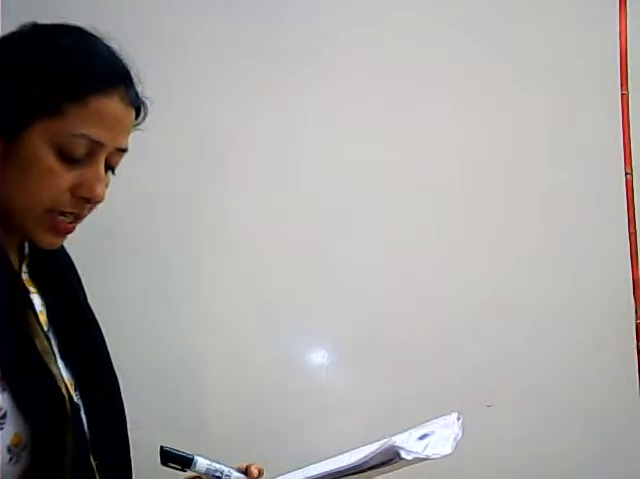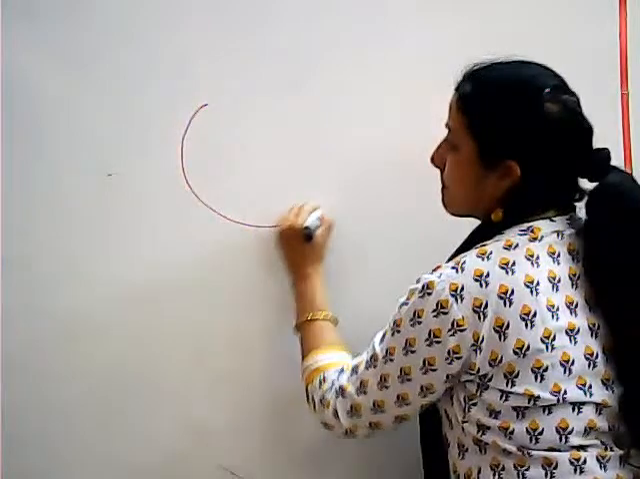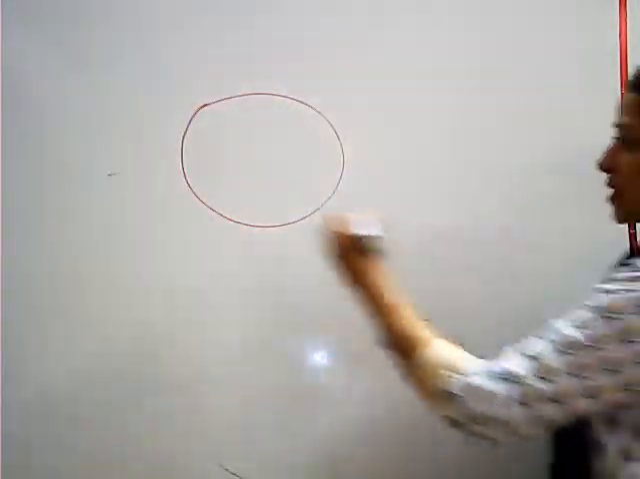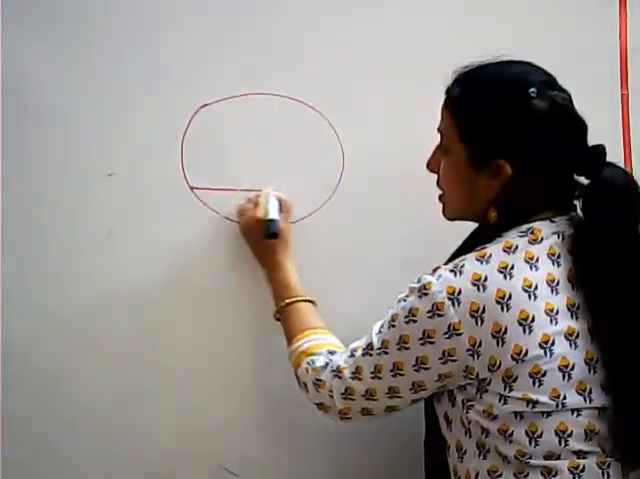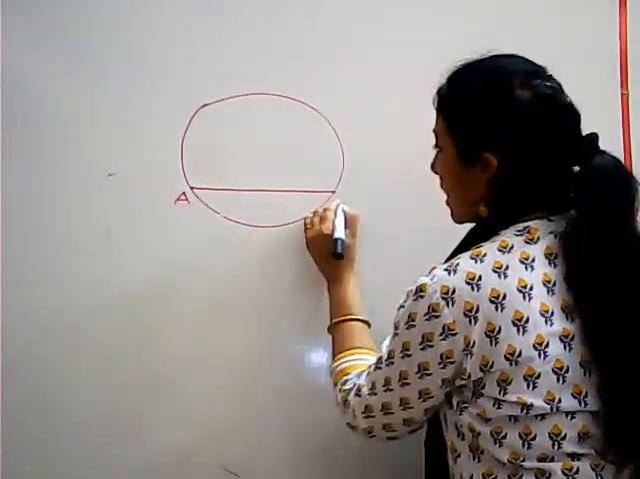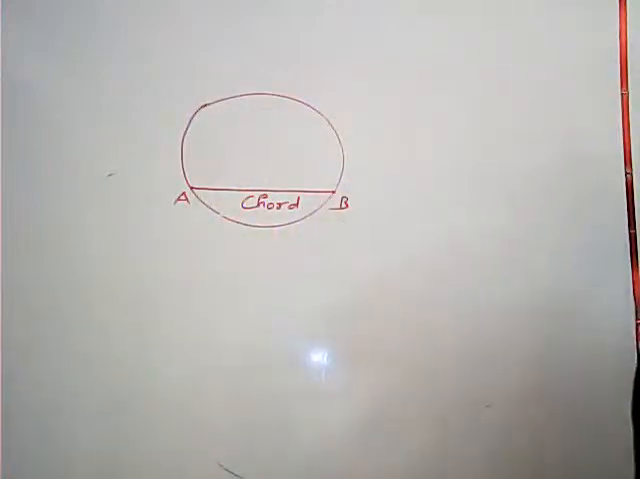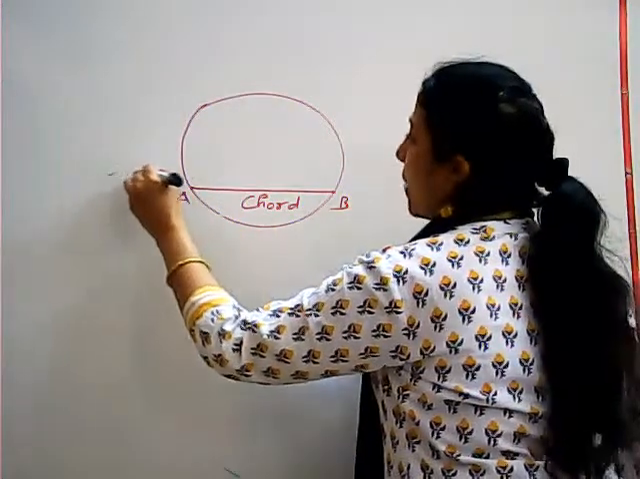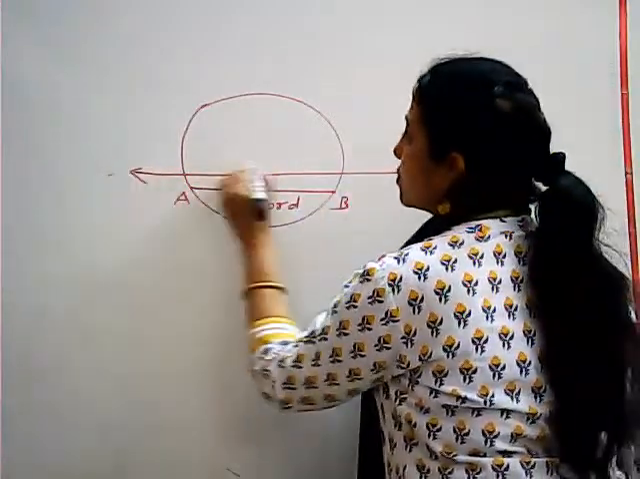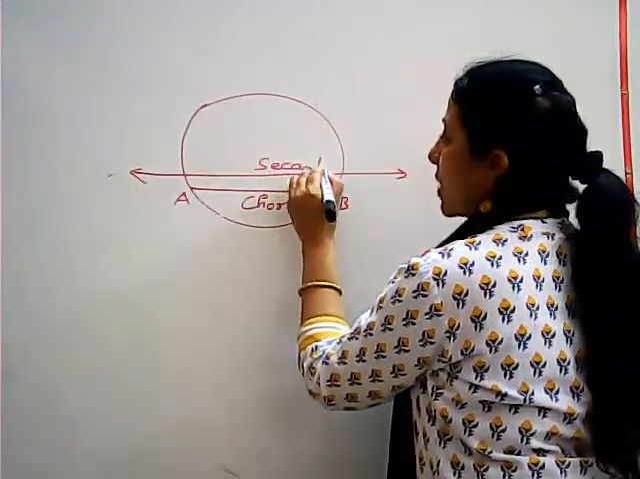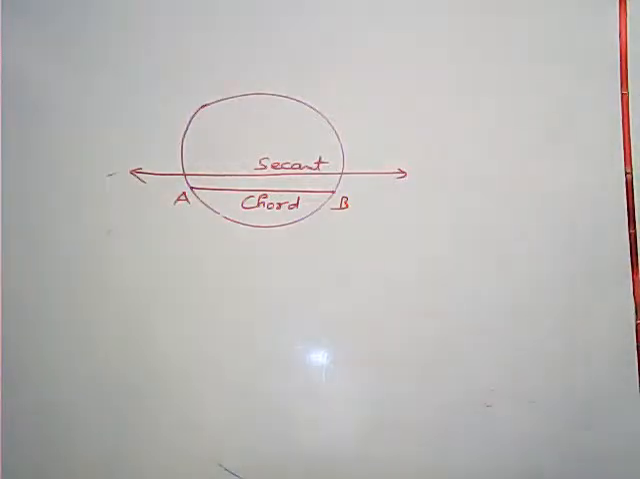Okay, your question, what is your question? This sixth one: if a line intersects a circle in two distinct points, what is it called? Okay, so if this is the circle, and this is a line segment AB, this we call a chord. But a line that is passing through the circle at 2 points, that is called a secant.